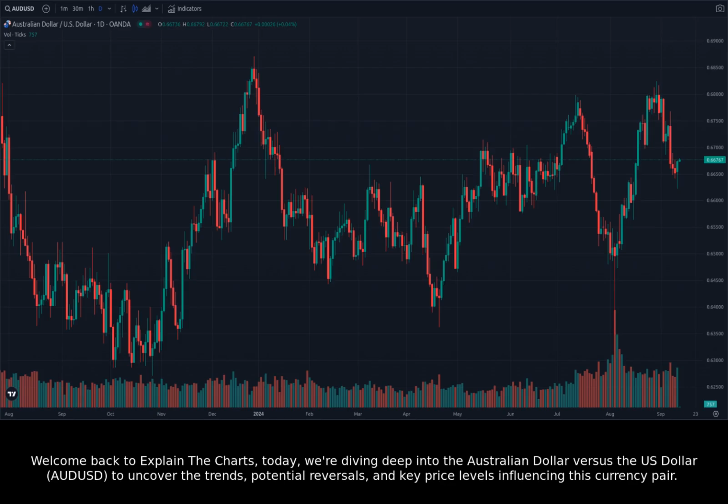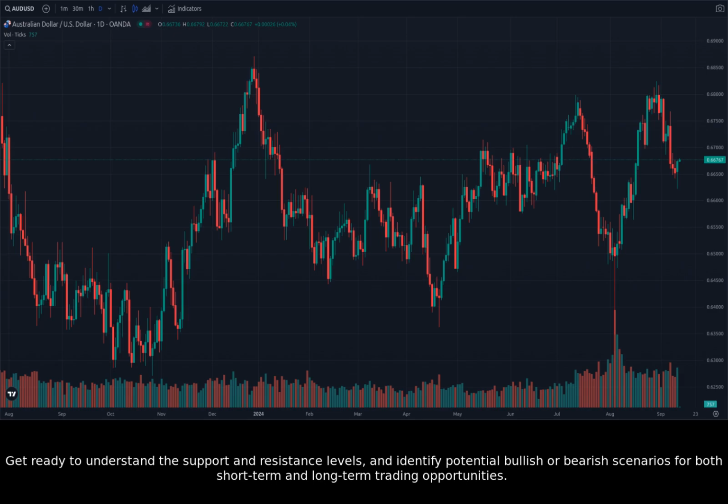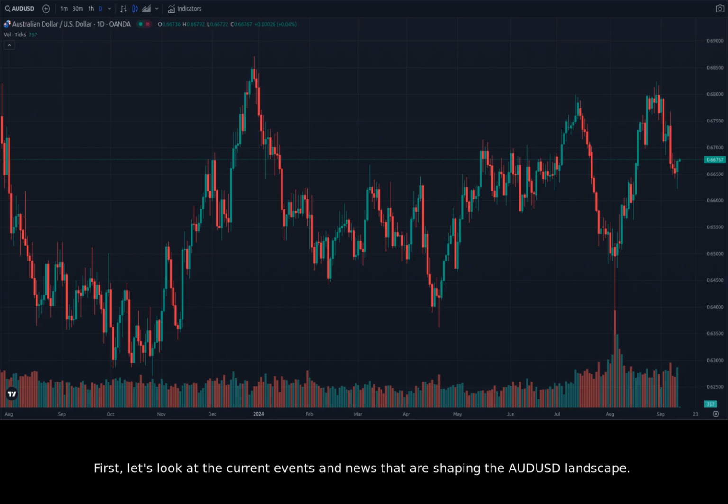Today, we're diving deep into the Australian dollar versus the US dollar, AUDUSD, to uncover the trends, potential reversals, and key price levels influencing this currency pair. We'll break down the latest news and market events affecting AUDUSD, exploring their impact on the chart data. Get ready to understand the support and resistance levels and identify potential bullish or bearish scenarios for both short-term and long-term trading opportunities. First, let's look at the current events and news that are shaping the AUDUSD landscape.